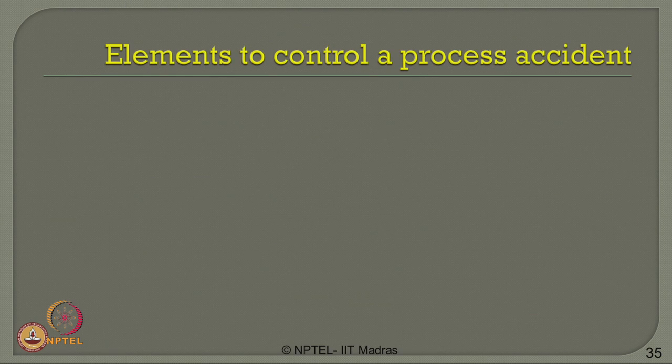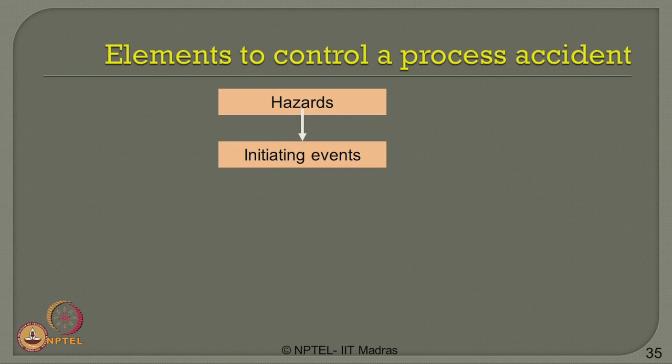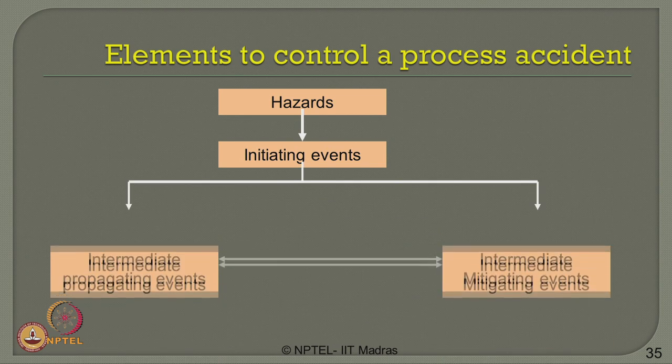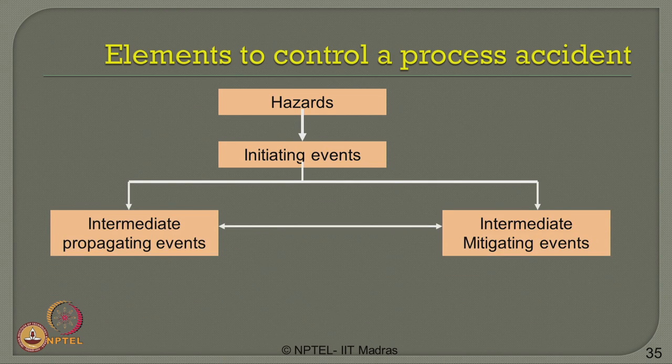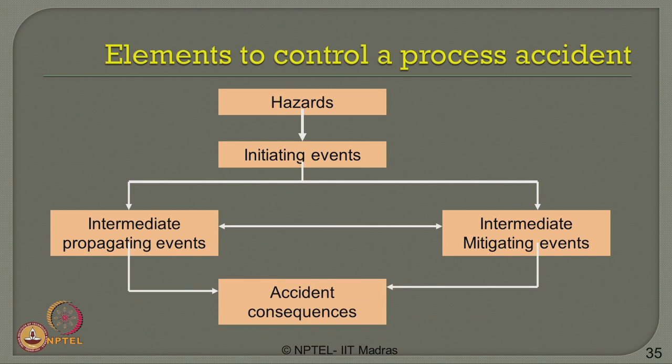Now, let us look at the elements to control a process accident. If you identify a hazard, it will have an initiating event. The initiating events can be intermediate events or propagating events. It can be mitigating events. So, one can always see the propagating events can also lead to accident consequences. So, hazards can result in initiating events, and the propagating and mitigating events together interact to form an accident consequence which needs to be controlled.